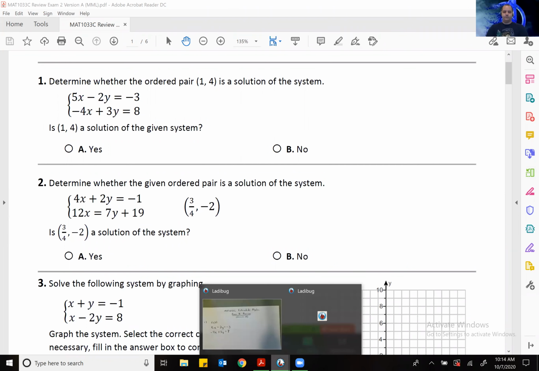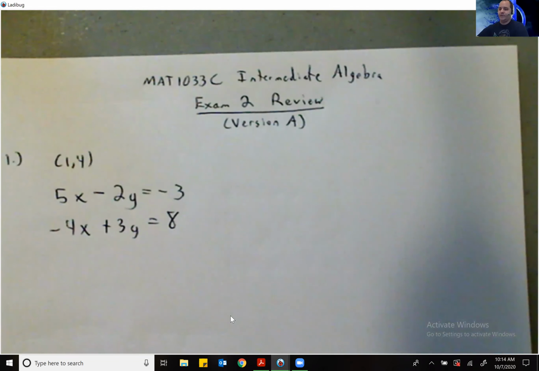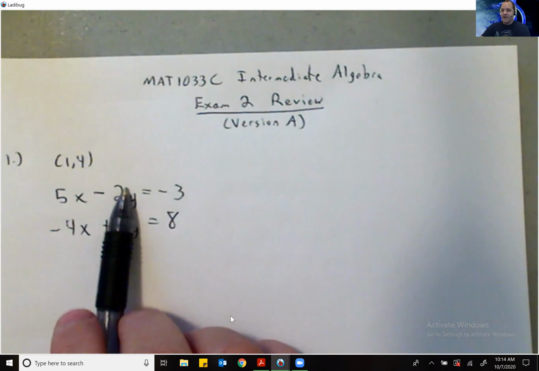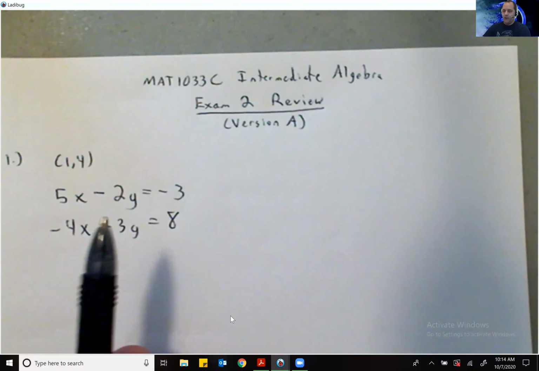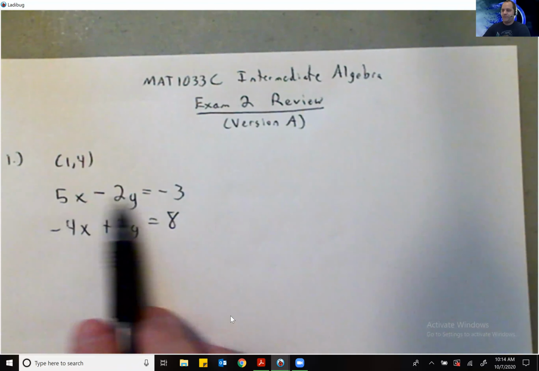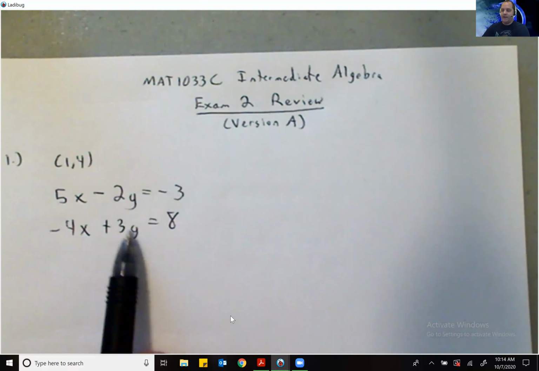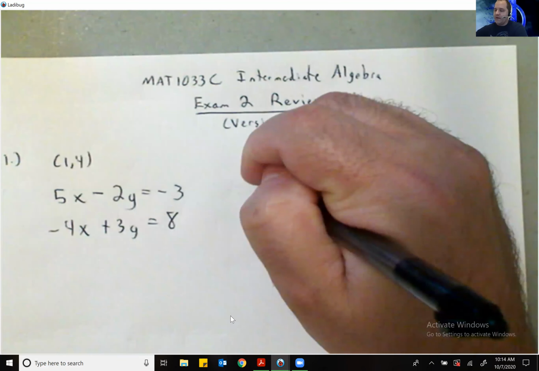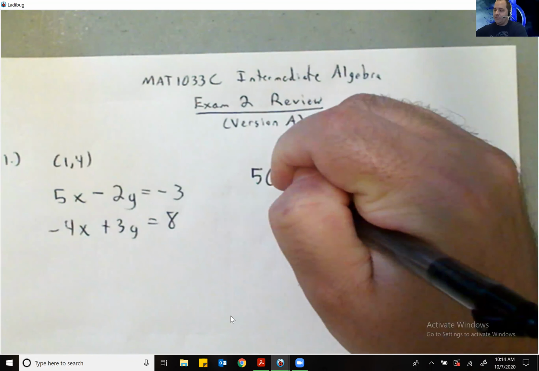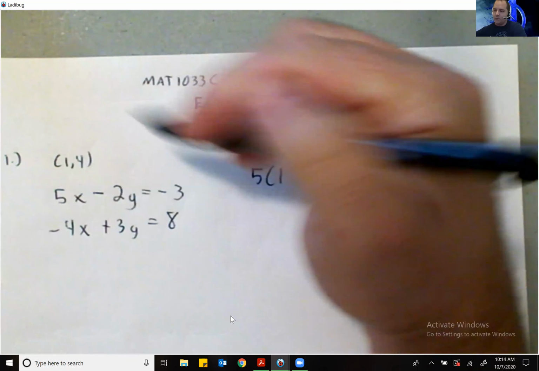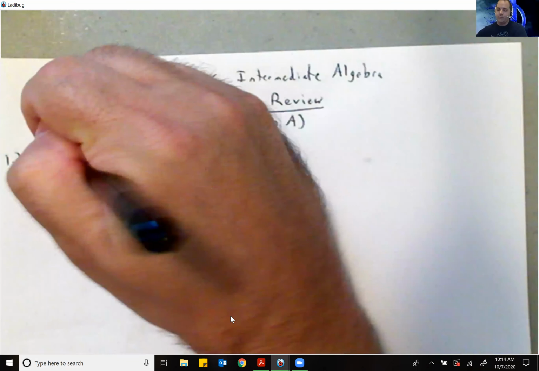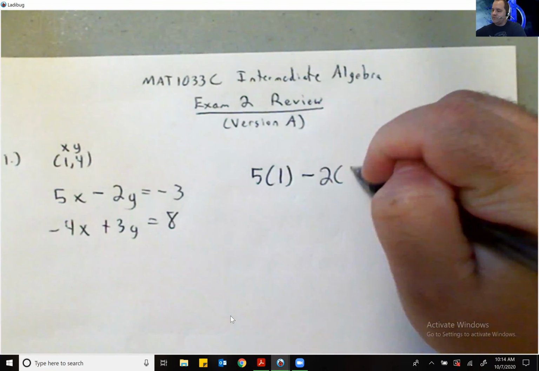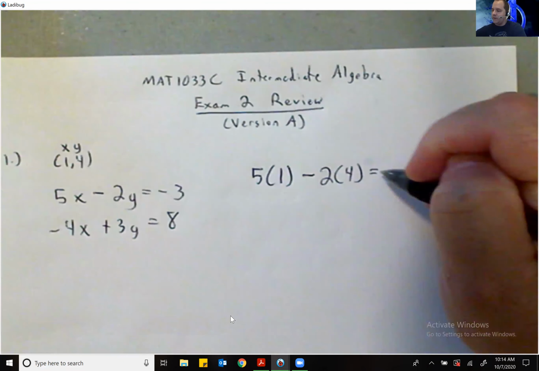And here we go. So here's our system. There's the point. So we're going to plug it into this first one and see if it works. If it does, then we'll plug it into the second one. But if it doesn't work for the first one, then there's no reason to plug it into the second one because it will not be a solution. So we're going to take 5 times our x value, which is 1, because points are made up of x and y. That's the x, that's the y. Minus 2 times our y value, which is 4, equal to -3.